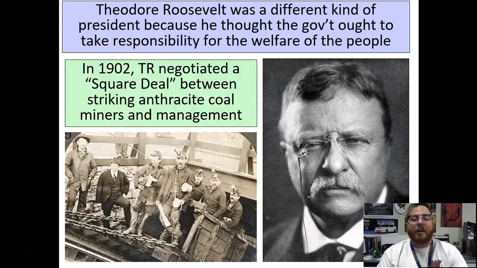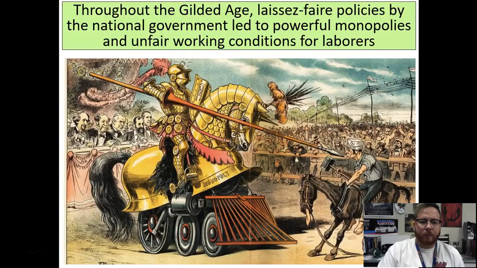I practiced. So in 1902, TR, Teddy Roosevelt, negotiated a square deal between striking anthracite coal miners and management. A square deal is just what it sounds like. It is a deal that's square and fair and manageable between all of the parties involved. Now, we'll come back to Teddy Roosevelt and his square deals later on. But first, I want to talk about this.